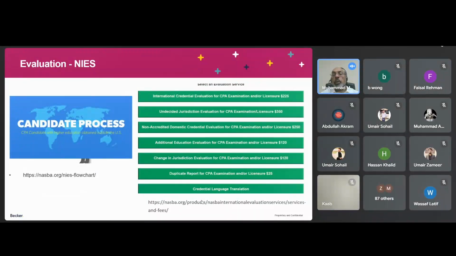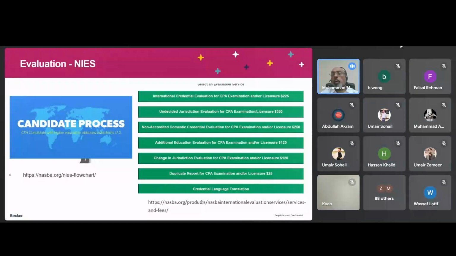Another important point is a change in jurisdiction. My student got the evaluation from NASBA, and Montana was saying you need to have 24 credit hours of upper accounting credit hours. So he had a deficiency in that. So I said, okay, we can go to Washington State, and for that we have to pay $120 to NASBA. We don't have to provide any other documentation to NASBA. Just tell them, on the basis of the information already provided, please change the jurisdiction.